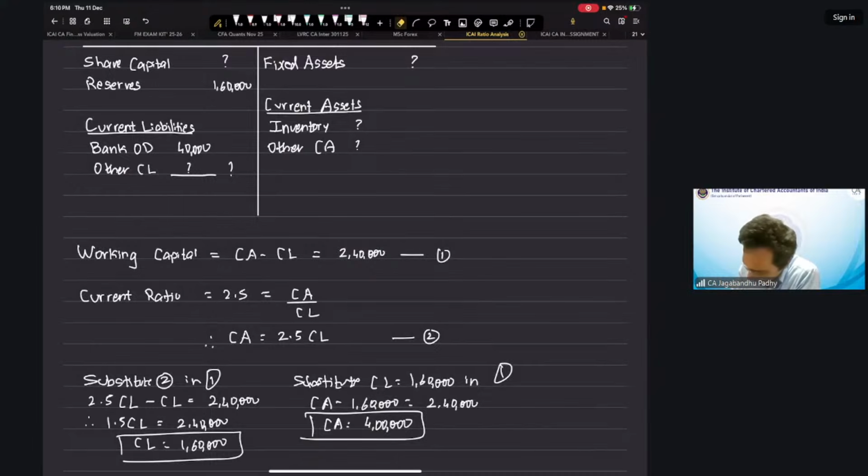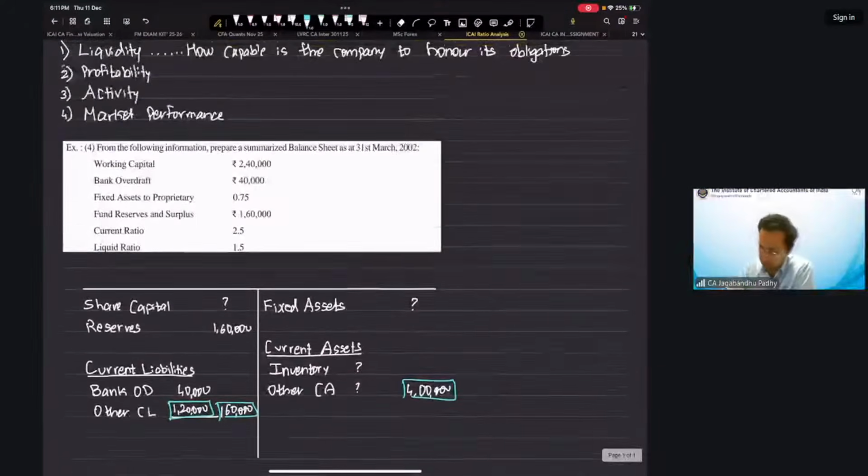So we have the current asset value to be 4 lakh and total current liability value to be 1 lakh 60,000. Now it's quite obvious. What will be the value of other current liability, guys? Of course, it's going to be 1 lakh 20,000, which will include all your creditors and outstanding expenses and everything. Okay. So that is done. Then let's take up the next one.